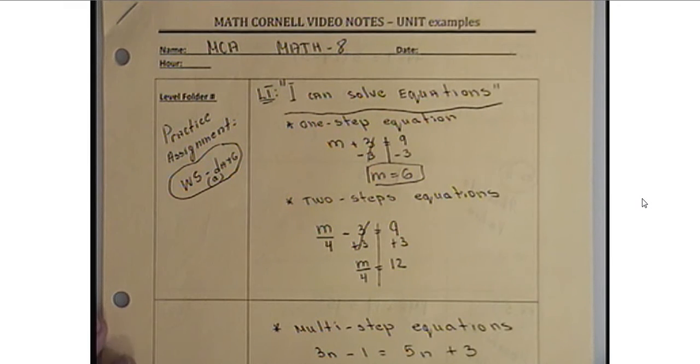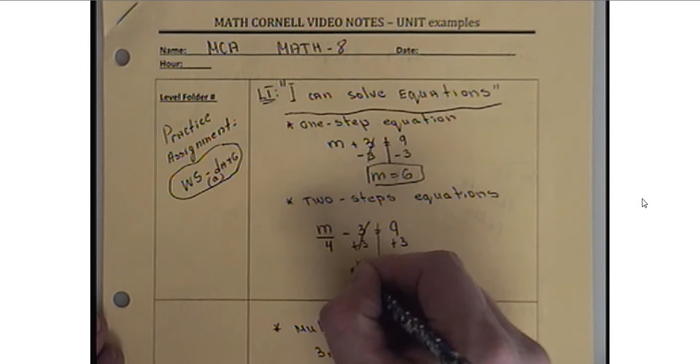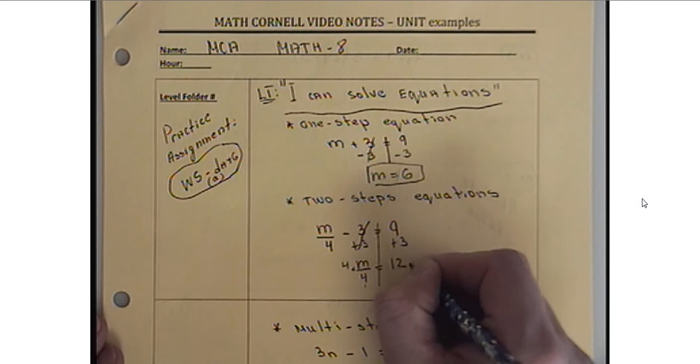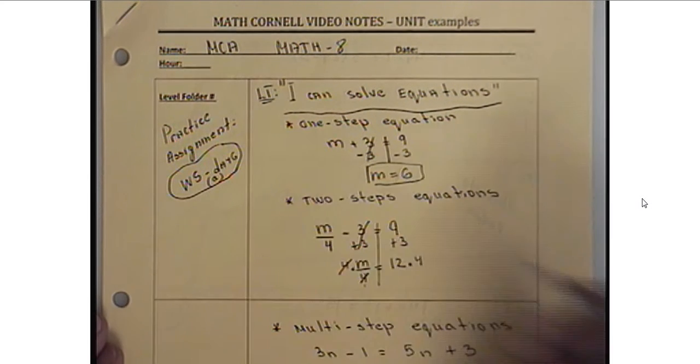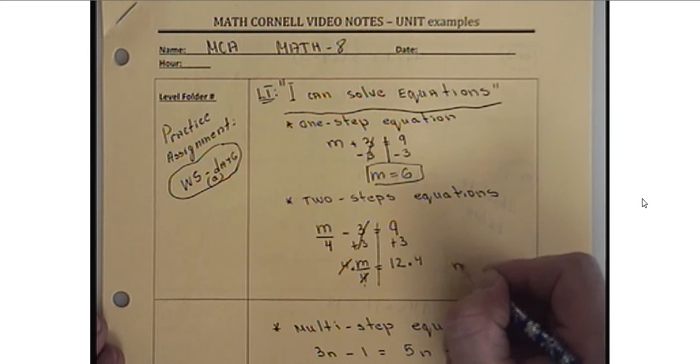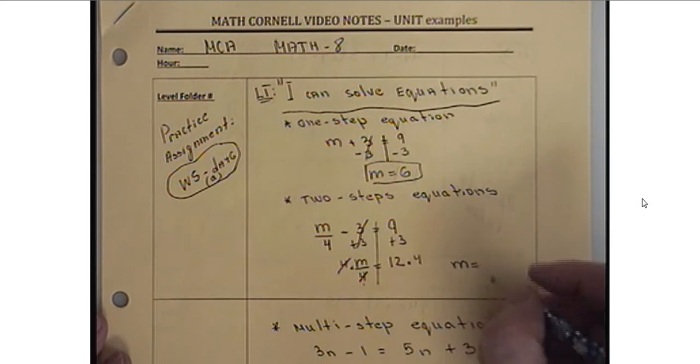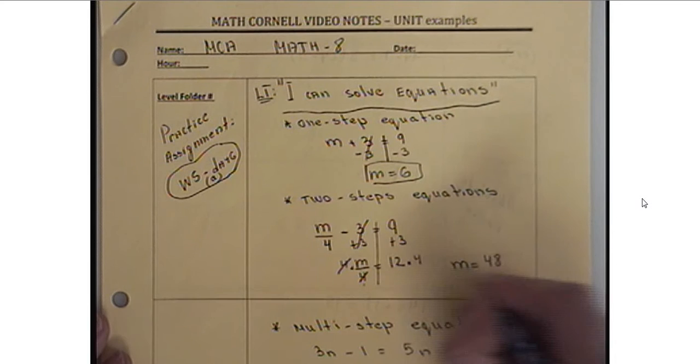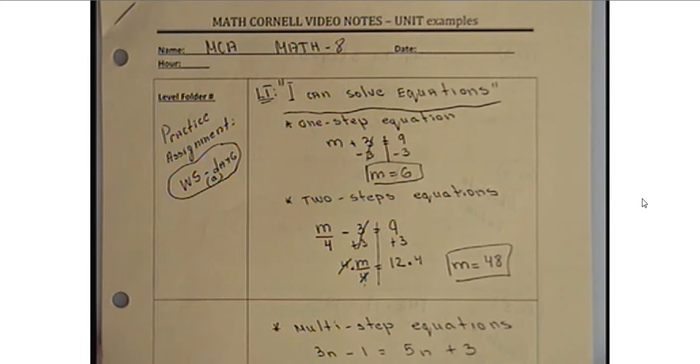So that will be one step, and then the second step, we're still solving for m, and this is m divided by 4, so the opposite will be to multiply by 4. When we multiply by 4, we cancel those two 4s, and then m itself will be equal to 48. And that will be the final answer here.